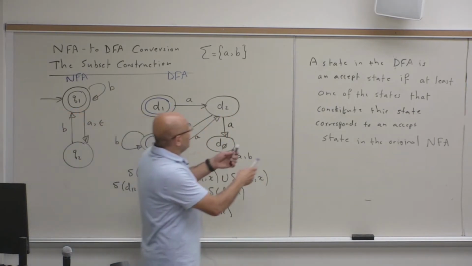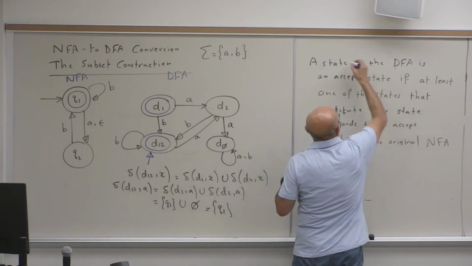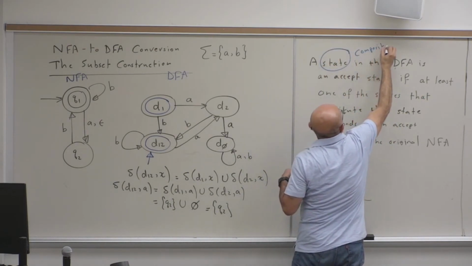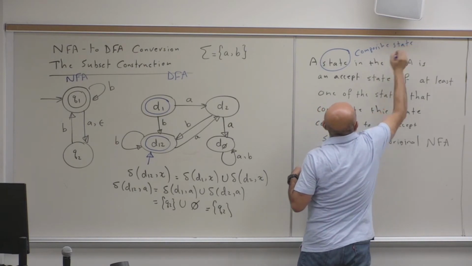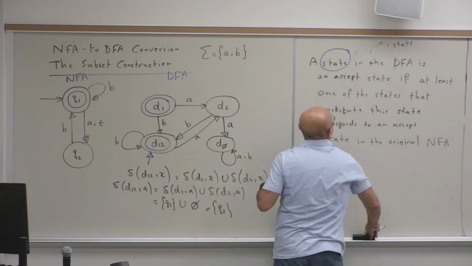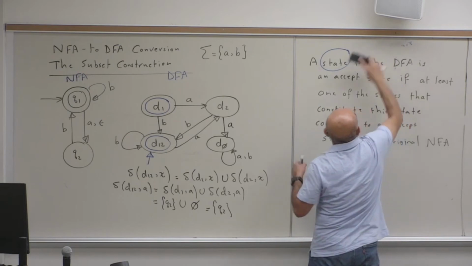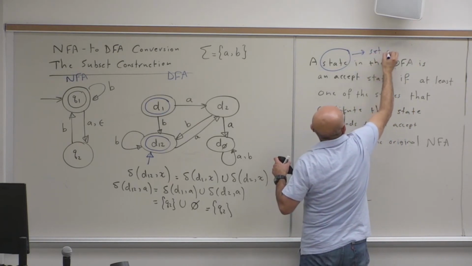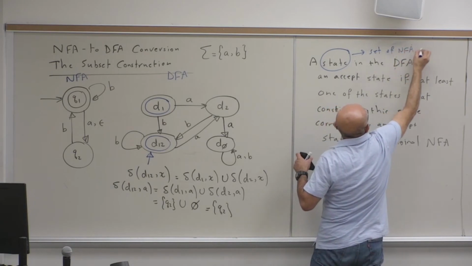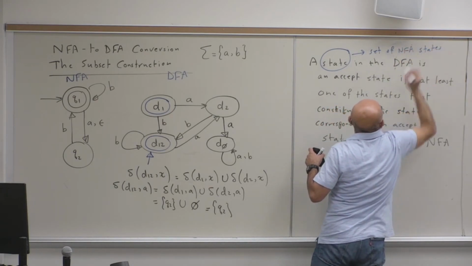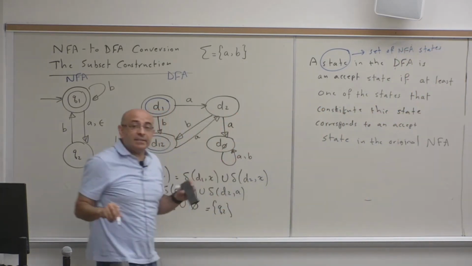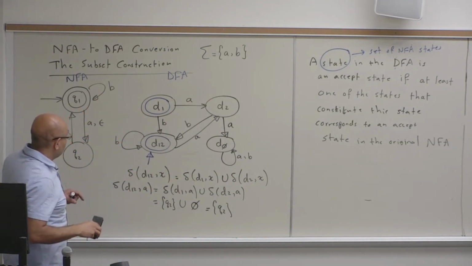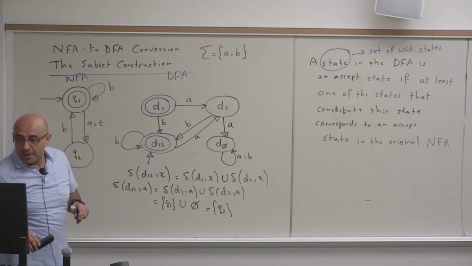Because this DFA state is a composite state, it's actually a set of states. A state in the DFA is a set of NFA states. So one of those states in that set should be an accept state.